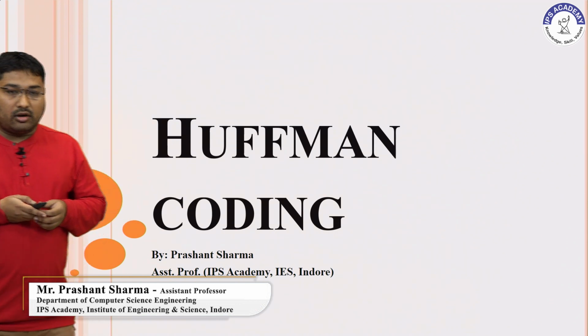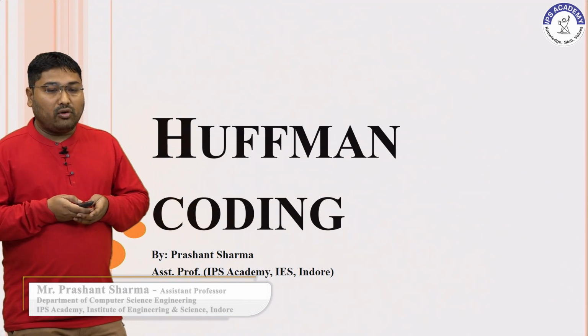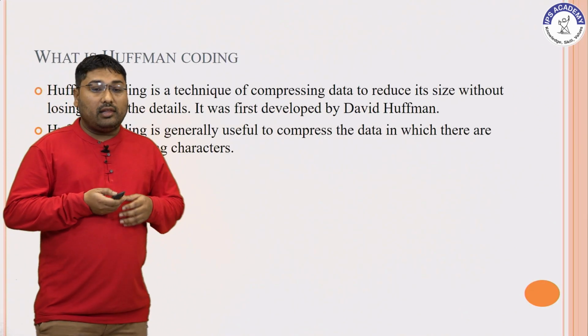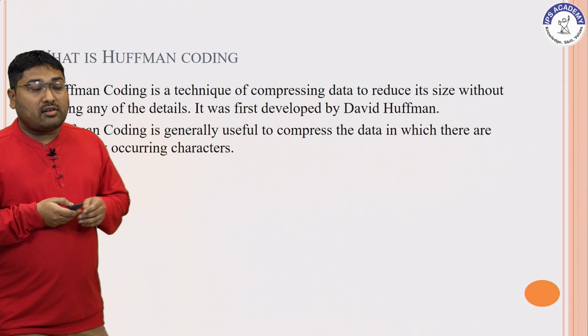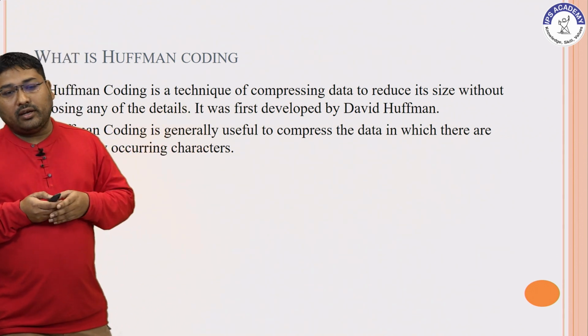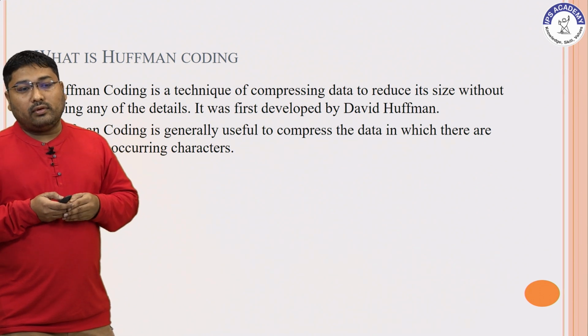Today, I will discuss the topic of analysis and design of algorithms: Huffman coding. Now, what is Huffman coding? Huffman coding is basically used for compressing the data which is transferred in the network from one end to the other end. The main use of Huffman coding is to reduce the size of your data.